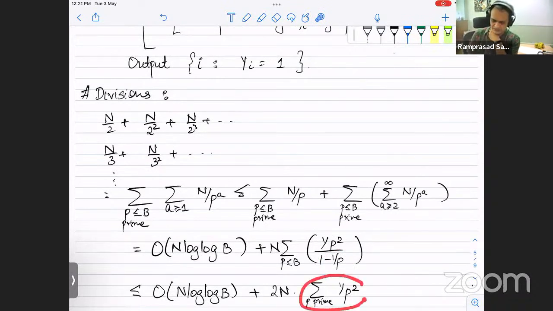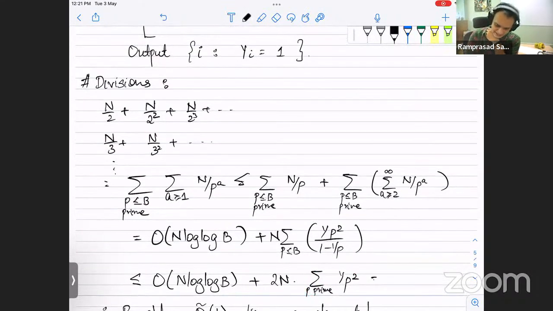And you know that this actually converges to some constant. Even if I range over all possible numbers, not just all primes, it converges to something like pi squared by 6. So this is a constant, which basically tells us that this entire thing is order n log b.